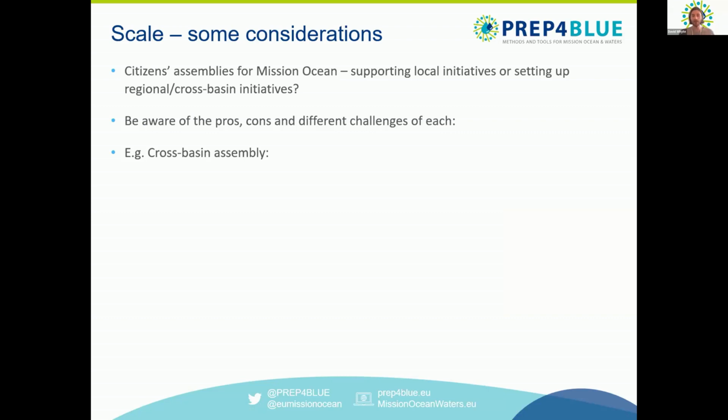So thinking about the scale is very important in Mission Ocean projects, because you might have to think about whether you want to set up local initiatives yourself as a project, at the level of one member state, develop a process and then give recommendations on how it could be upscaled, or whether it would be better to develop multi-state processes that run at one time. There are definitely pros and cons to doing it either way.